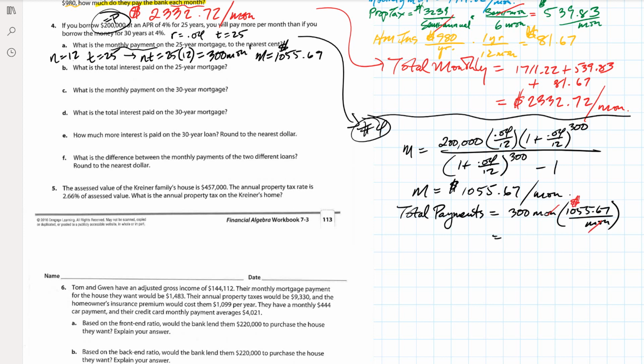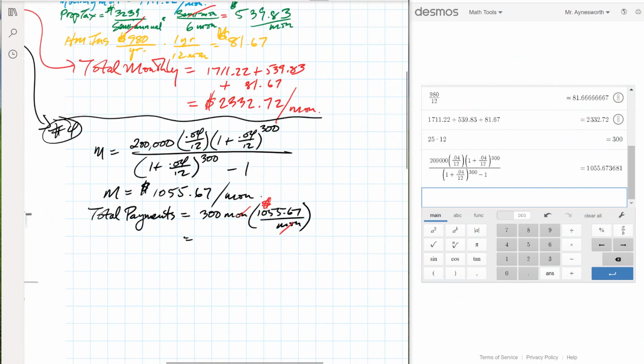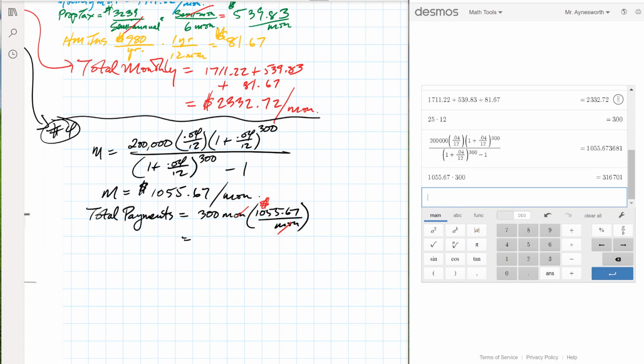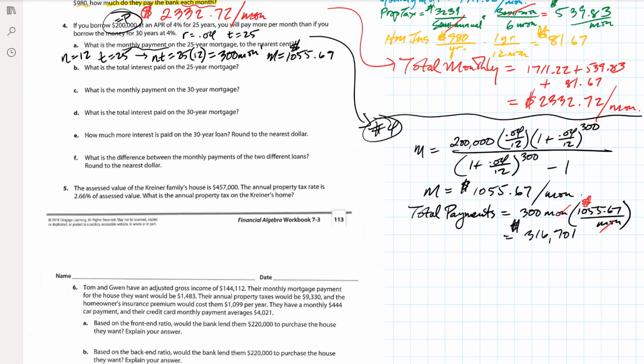Okay, so what would that be? So you kick in your calculator. You take your monthly payment times your 300. All right, you're going to do that for 300 months, right? Look at that, $316,701 total. Okay. So now, to get the total interest, we've got to take that and subtract the principal. So the total interest is what you pay total minus the principal, 200,000.